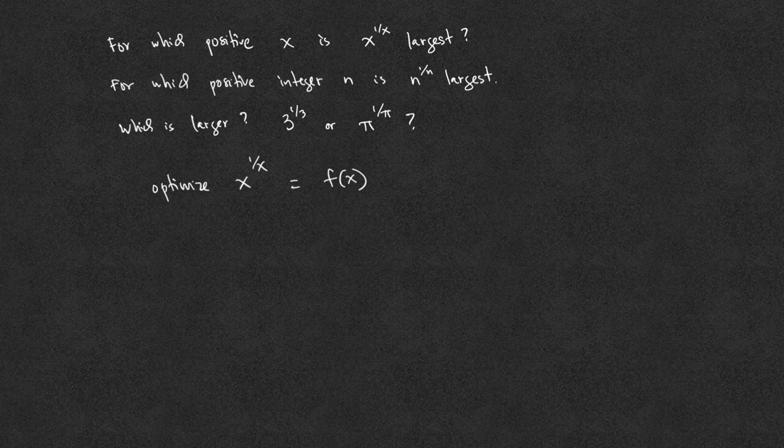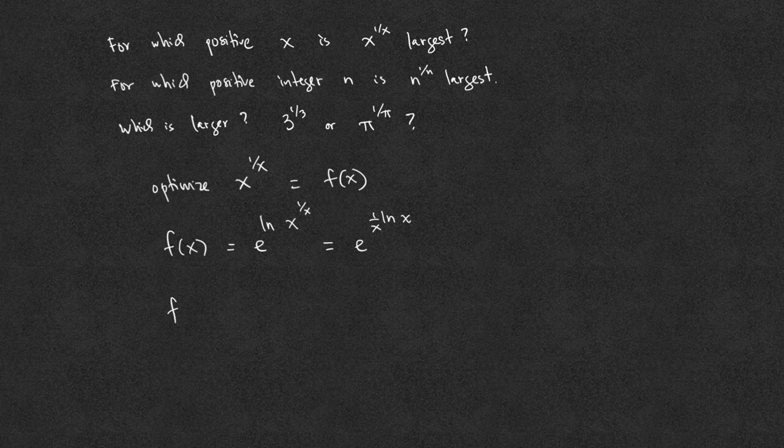To find the derivative of x to the 1 over x, we rewrite this as e to the ln of x to the power 1 over x. Note that e and ln cancel out, so we end up with x to the power 1 over x, but we introduce this so that we can write it as e to the 1 over x times ln of x.